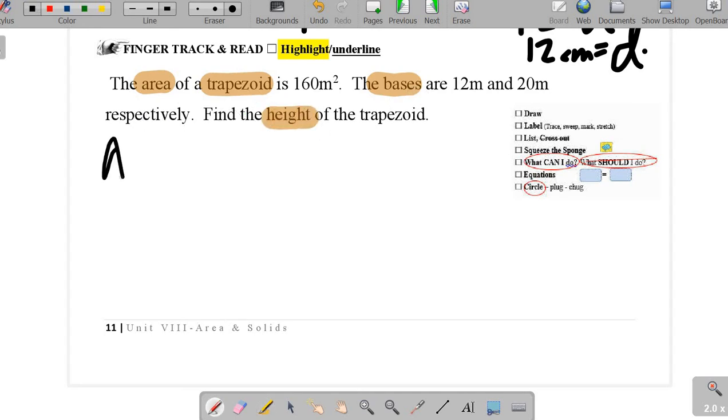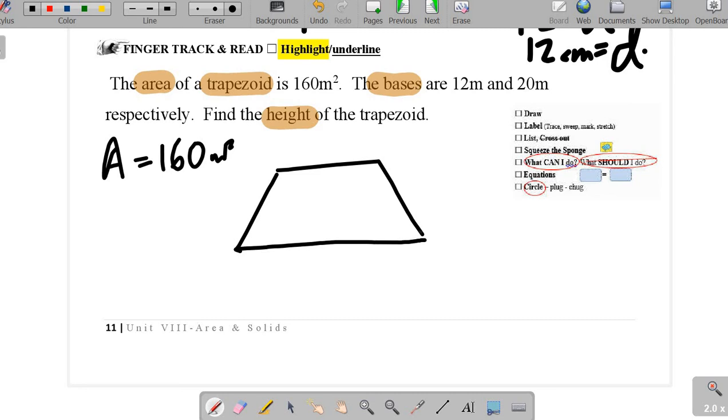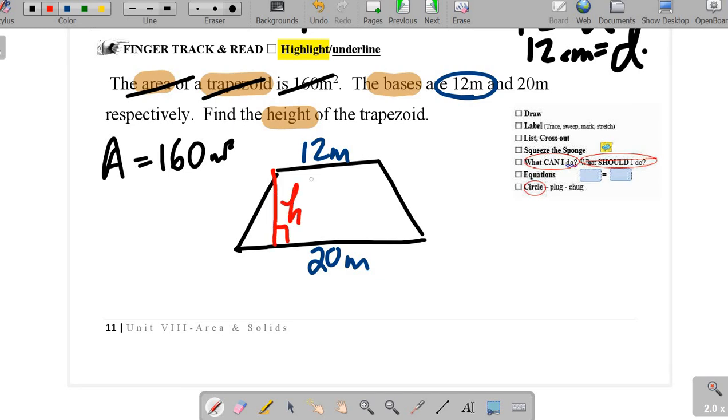So we're told the area of a trapezoid is 160 meters squared. It's a trapezoid, so let's go ahead and draw a trapezoid. The bases, plural, so the shorter base is 12 meters, the longer base is 20 meters, and we want to find the height, which is your unknown. Come over here, we write the equation. Area equals average of the bases times the height.